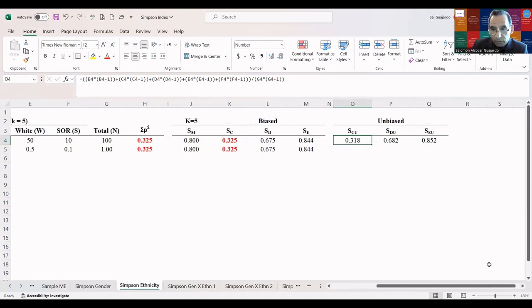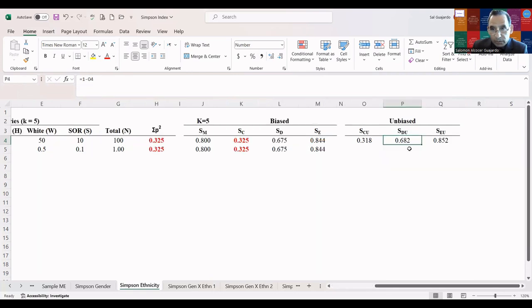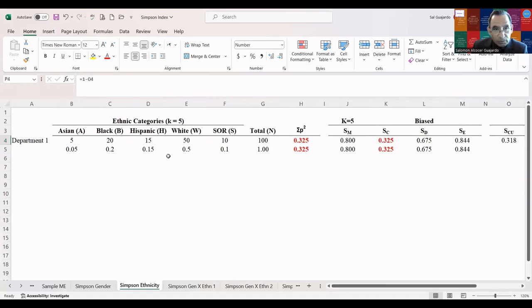To obtain the unbiased diversity score, I'm going to subtract 0.318 from 1, and that's going to give me 0.682. And that means there's a 68% chance that if I randomly select two individuals, they belong to a different ethnic group. Again, the 0.68 means a 68% chance that if I randomly select two individuals, they belong to a different ethnic group.